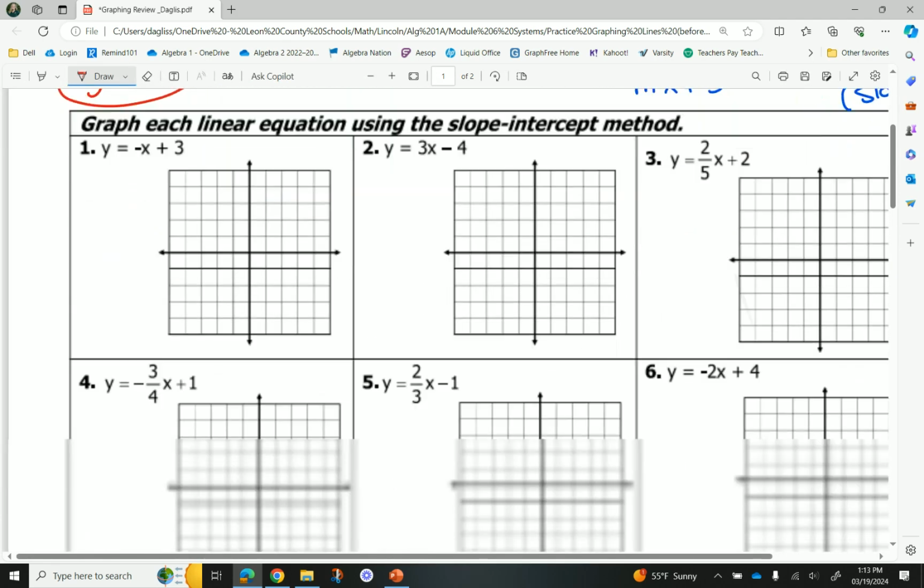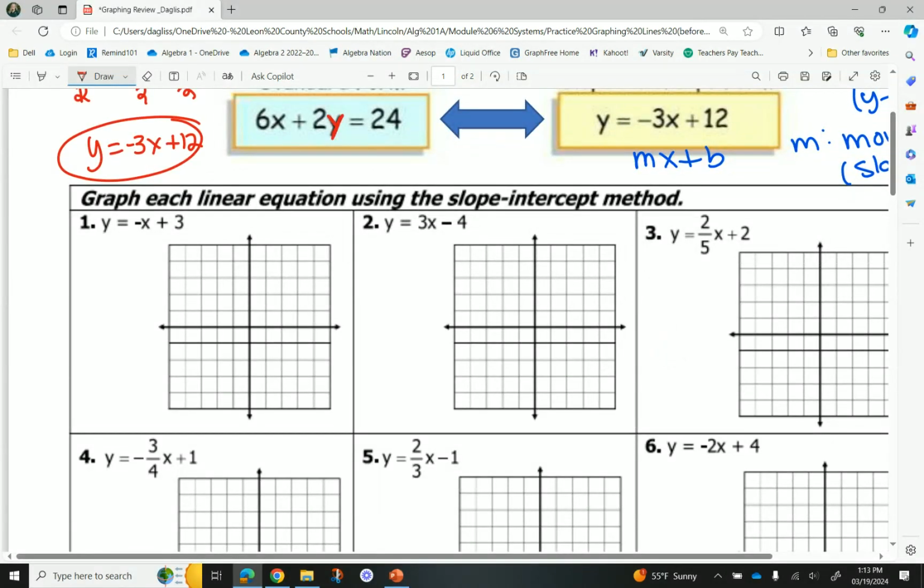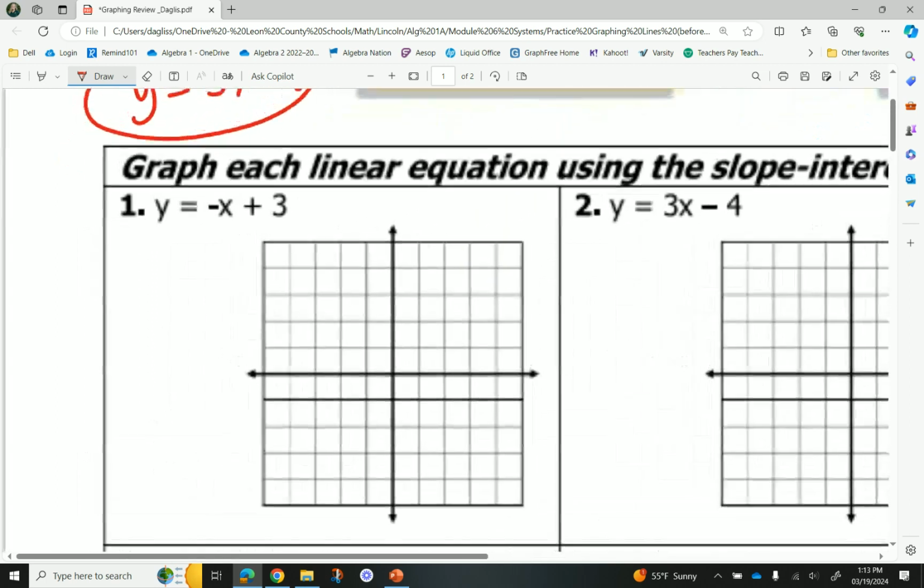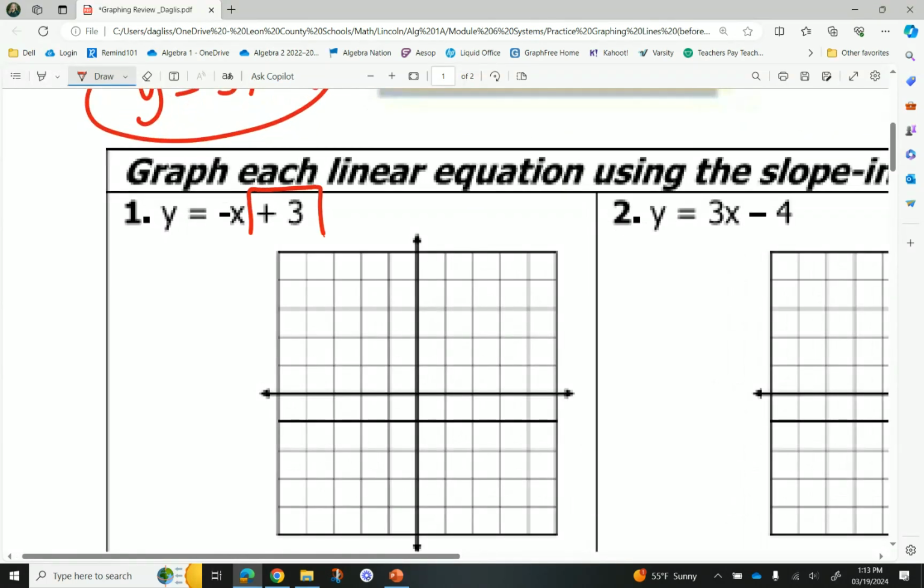This first top section, there's 6 of them. We already have it in the y equals mx plus b form. So I'm going to identify my b, where I begin, and then my m, how I move. So y equals negative x plus 3. This is my b. This is where I'm going to begin, at y equals positive 3. So 1, 2, that is this point right here. I'm beginning at y equals 3.